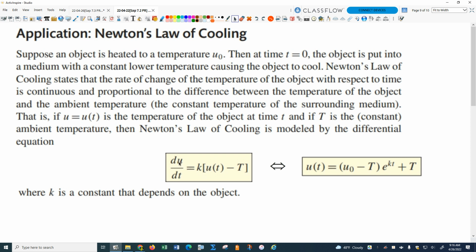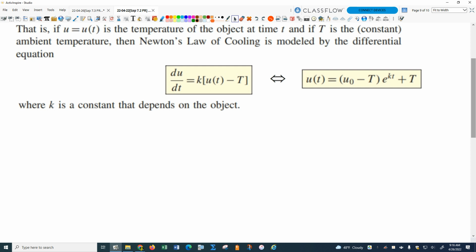The rate of change of the temperature is proportional to the difference between the object's temperature and the environmental temperature. The bigger the difference, the faster it changes. The smaller the difference, the slower the temperature changes. So we can solve this pretty easily. Let's just do this as a quick reminder of how we solve these things. How would I solve that differential equation? Use my variable. Everything else is constant, including T, right?